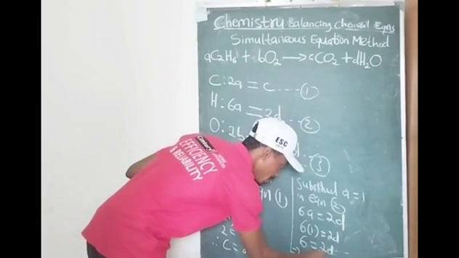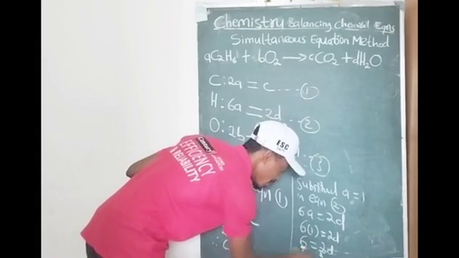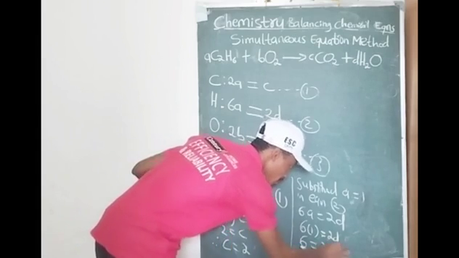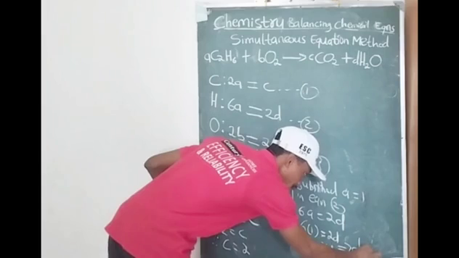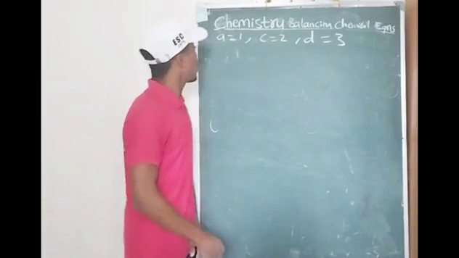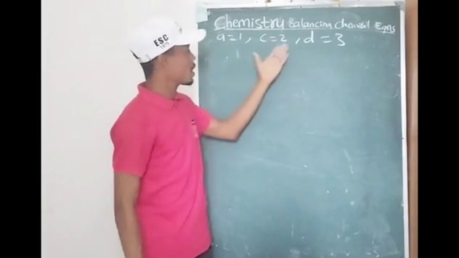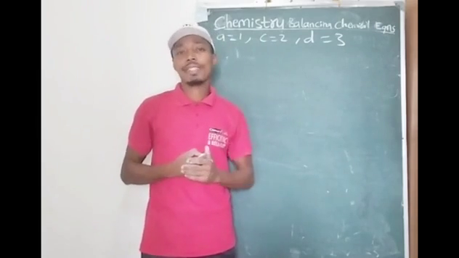You can see here that 6 equals 2D, and of course, if you divide both sides by 2, you see that D is equal to 3. So A is equal to 1, C is equal to 2, and D is equal to 3. So we just have equation 3 left.